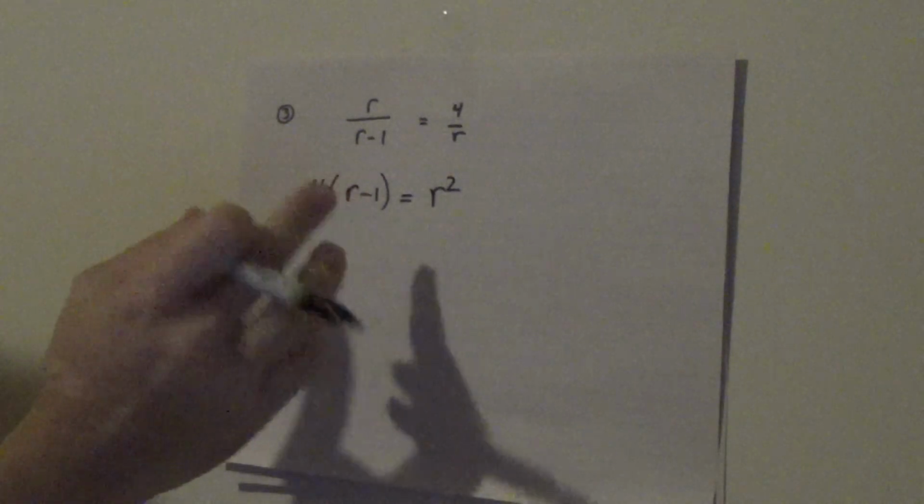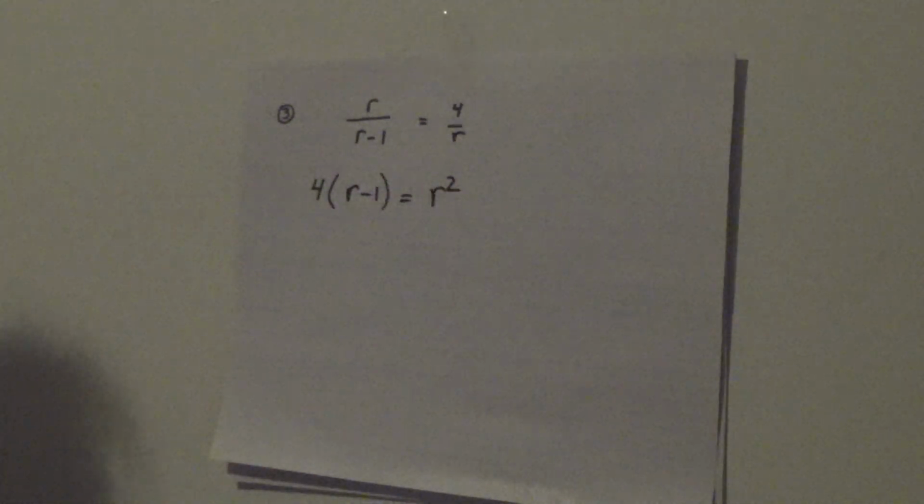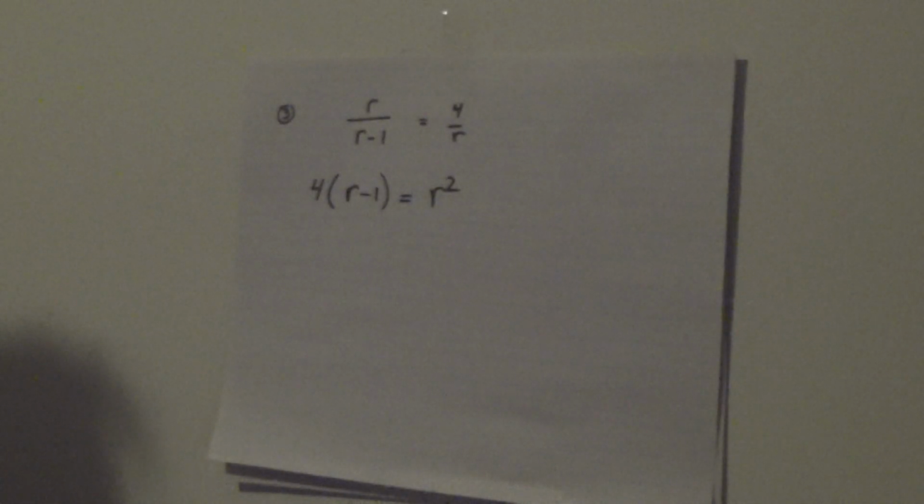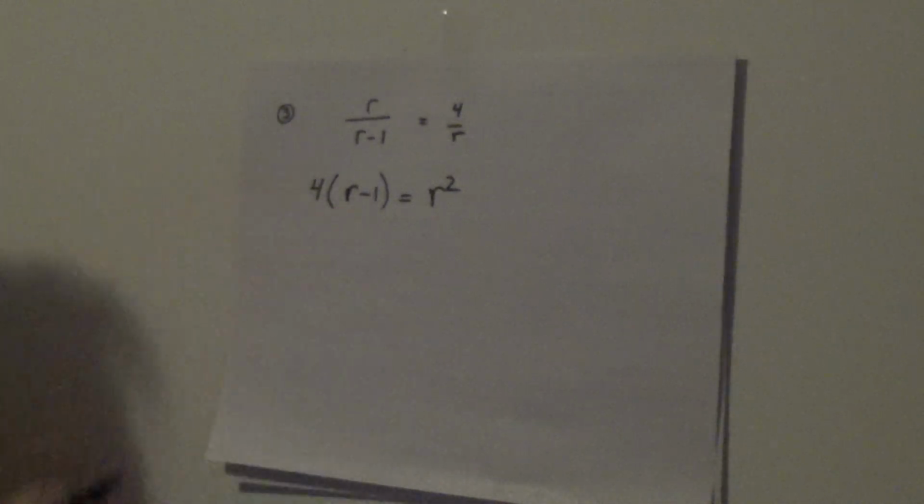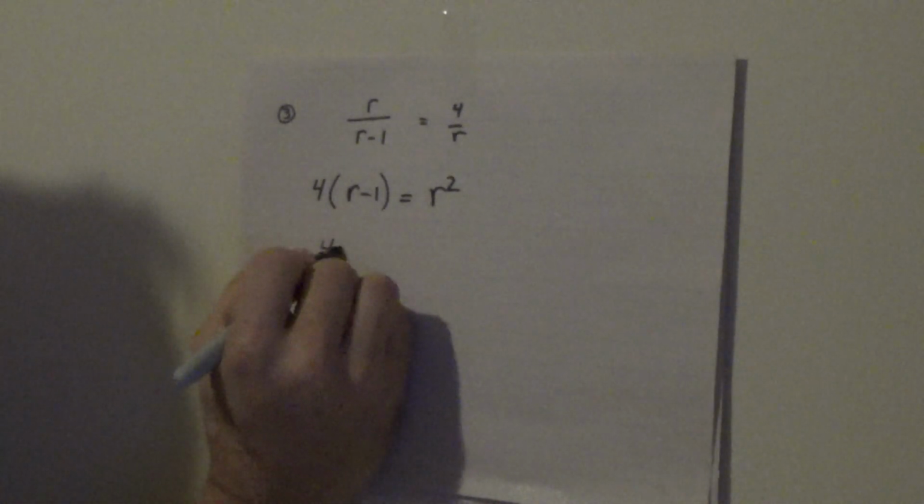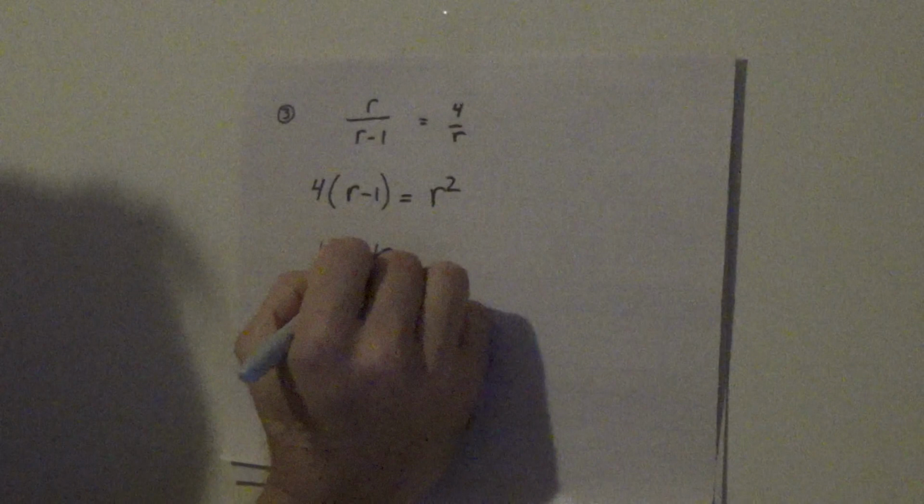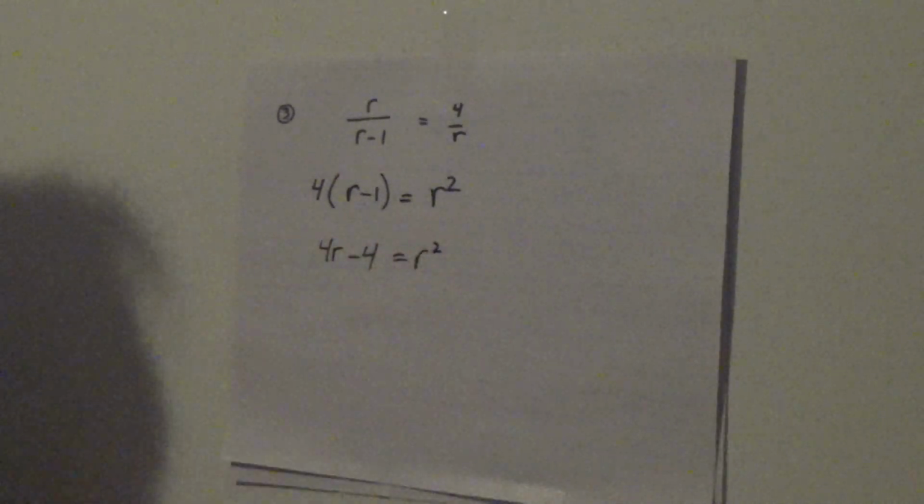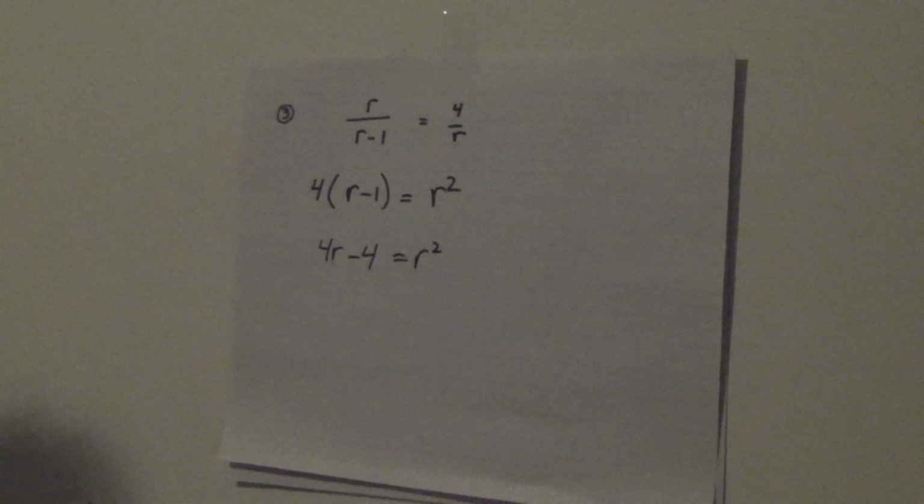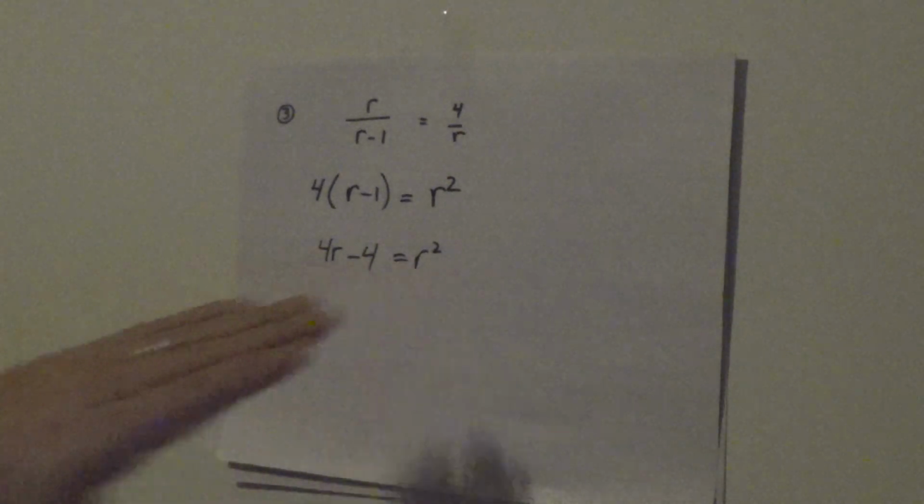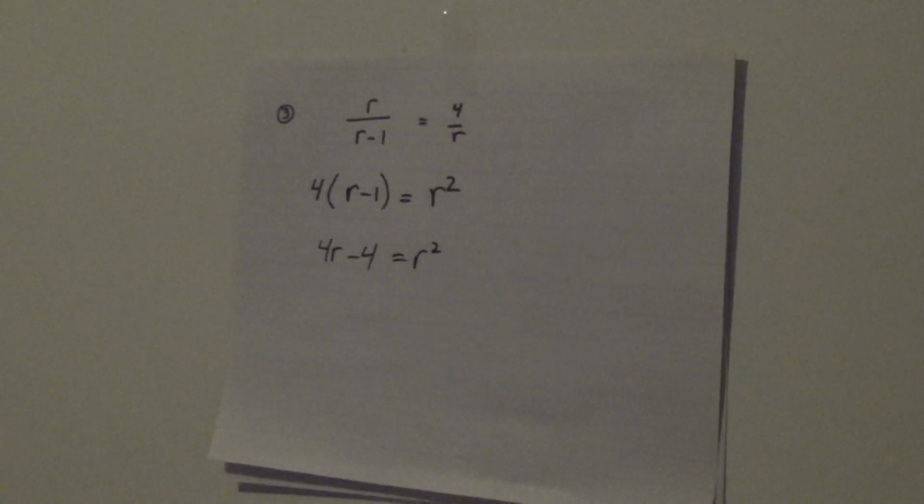It wouldn't matter which side. You could have the r squared here and the 4 times r minus 1 on the other side. You get the same result. I am going to distribute the 4. I'll get 4r minus 4 equals r squared. Now you guys remember from solving quadratics, and that's what this is. You see the r squared tells you it's a quadratic. You want to make it equal 0 to solve it. So I'm going to need to rearrange this so it equals 0.